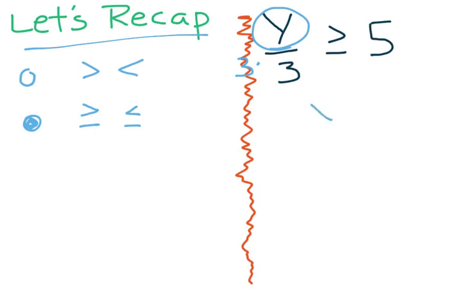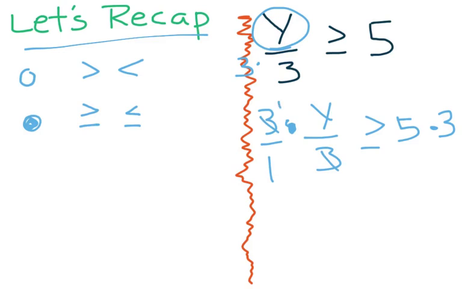So it's going to be y over 3 times 3 is greater than or equal to 5 times 3, right? So I can put this over 1, cross cancel, everything's a 1, so I'm left with y is greater than or equal to 15, right?